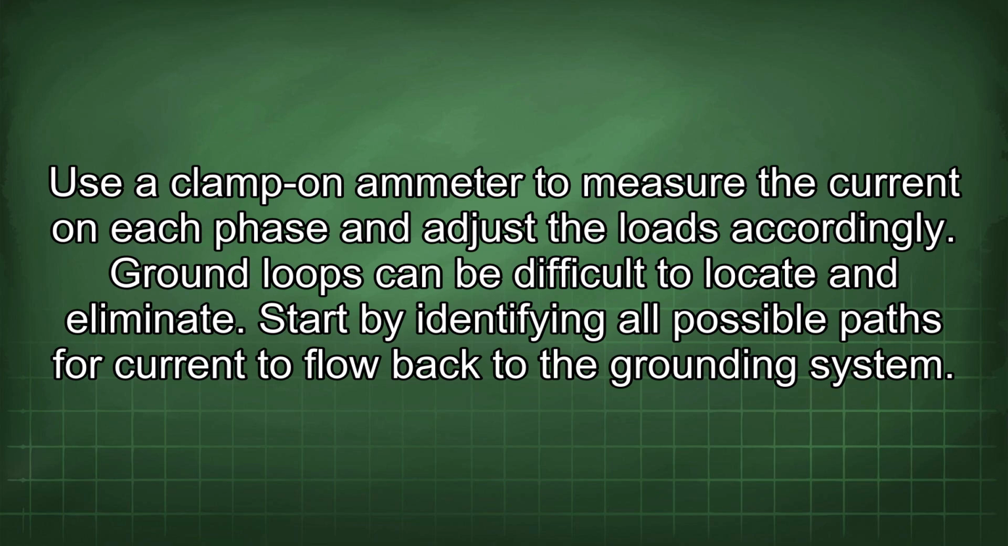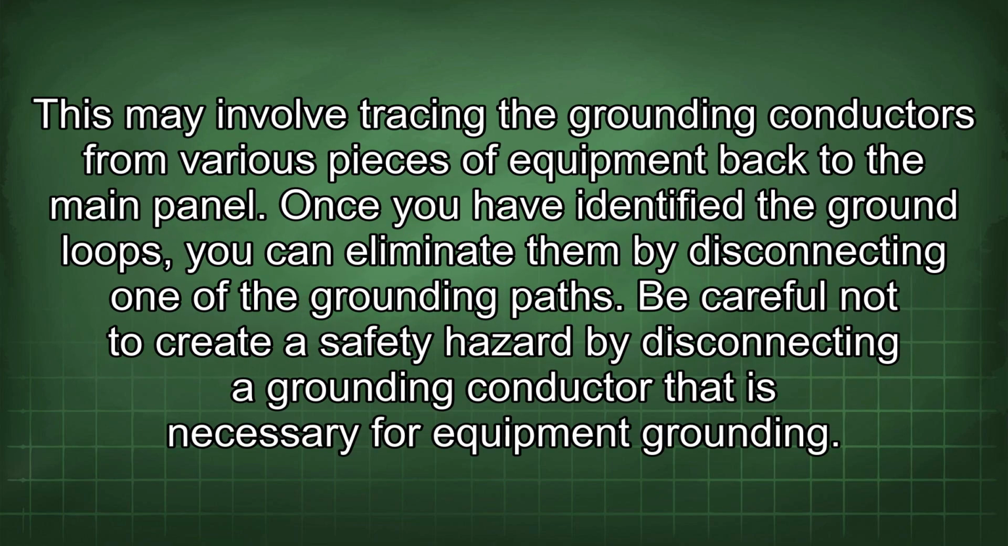Start by identifying all possible paths for current to flow back to the grounding system. This may involve tracing the grounding conductors from various pieces of equipment back to the main panel. Once you have identified the ground loops, you can eliminate them by disconnecting one of the grounding paths. Be careful not to create a safety hazard by disconnecting a grounding conductor that is necessary for equipment grounding.